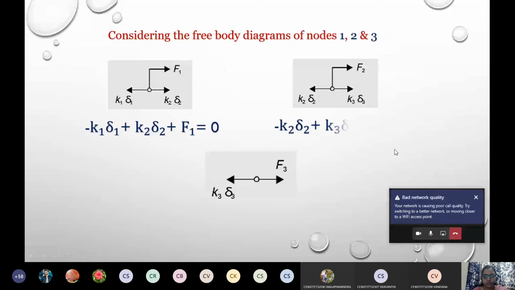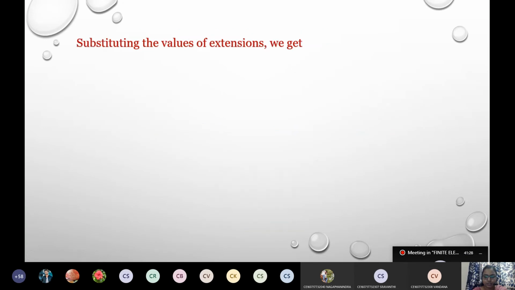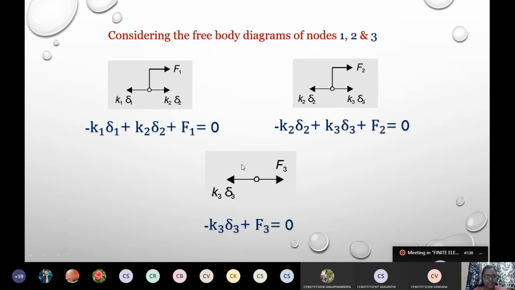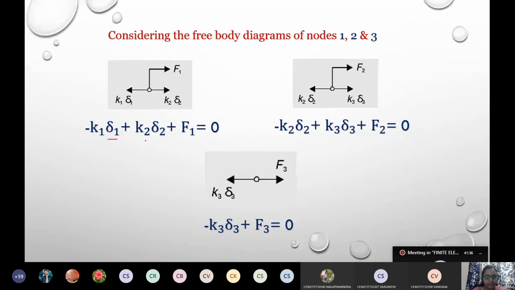Now see, we are done with the equations 1, 2 and 3 at the different nodes. All right. So now we have to substitute these values. In these equations, we had the values of delta 1, delta 2 and delta 3 already taken with respect to the displacements available at the nodes. Did we see or not? Guys, are you able to hear me? Yes, ma'am. Okay. What we should do is substitute the values of delta 1, delta 2 and delta 3 in all these equations.